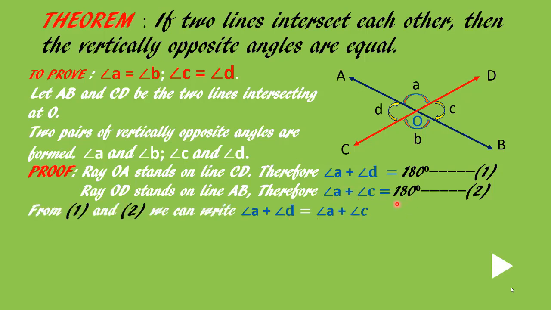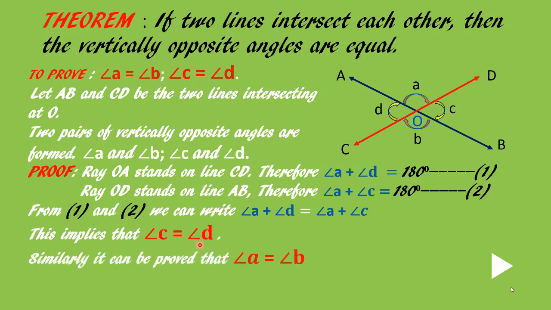Let's compare the two equations. The right hand side of both the equations is 180 degree. So, the right hand side is equal. Therefore, the left hand side should also be equal. That is, angle A plus angle D is equal to angle A plus angle C. This implies angle C is equal to angle D. Similarly, it can be proved that angle A is equal to angle B.